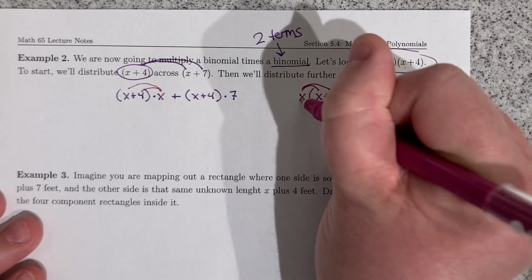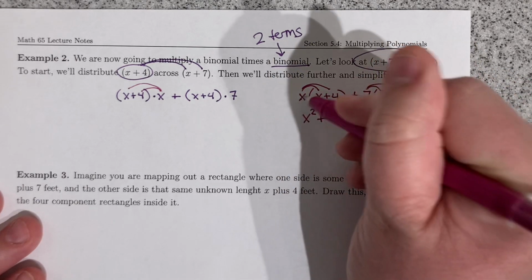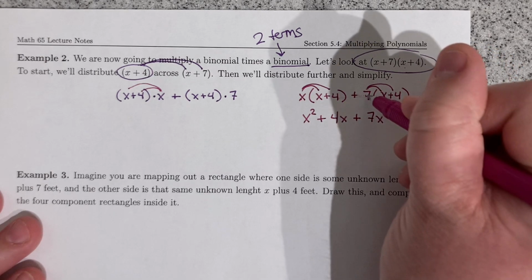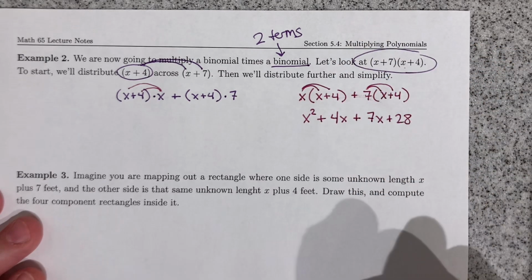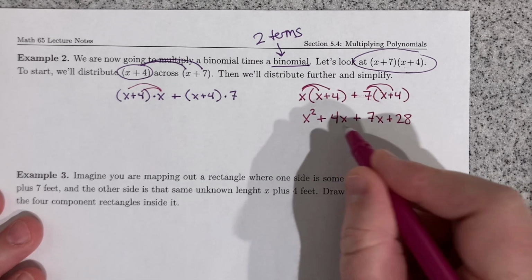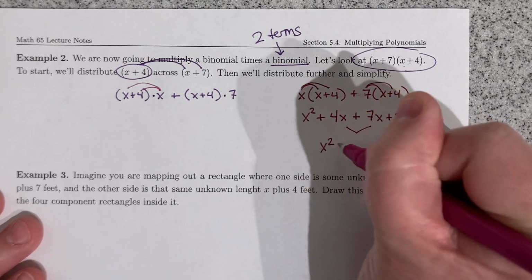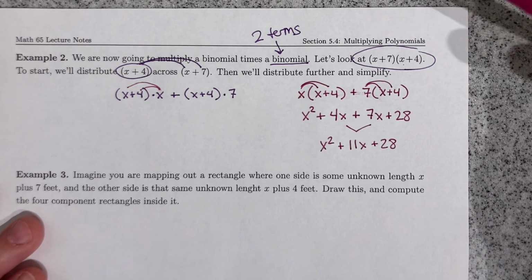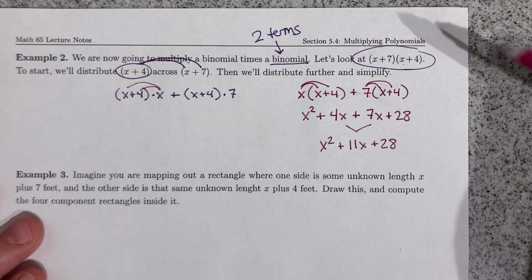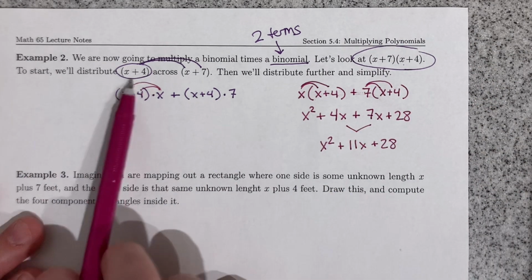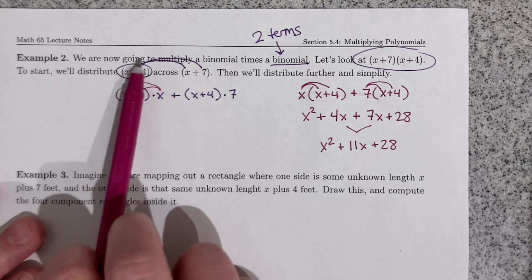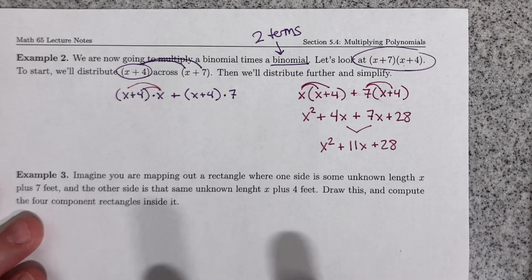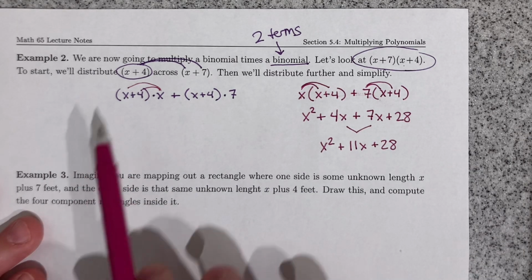So now I have x times x makes x squared. X times 4 makes 4x. Plus 7 times x makes 7x. 7 times 4 makes 28. And then finally we'd combine these like terms in the middle. So it's x squared plus 11x plus 28. So that's what I would consider the most complicated way to do this. It is mathematically correct, and it connects to what we were just doing, where we take one thing and multiply it inside some parentheses. But now we're going to look at two other techniques, how to do this a little more smoothly.